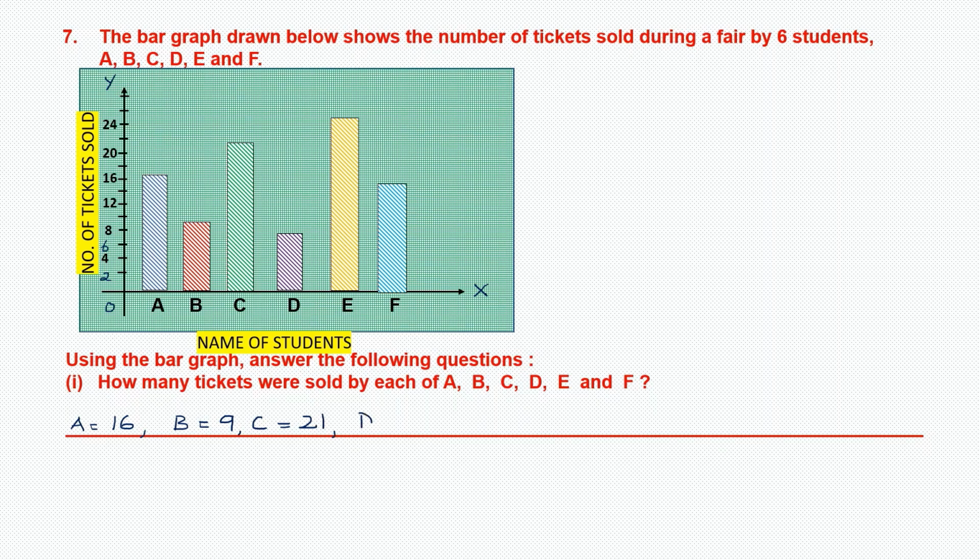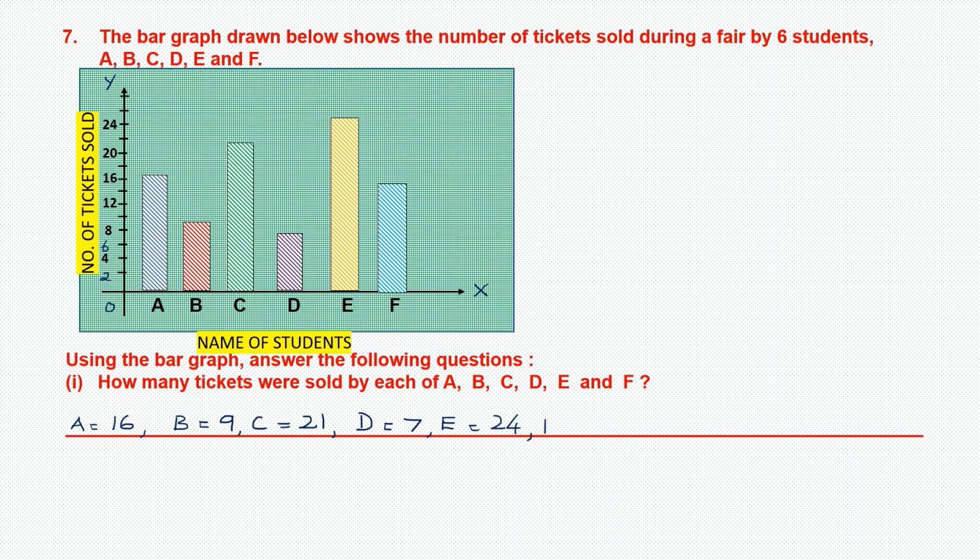Now let's see how many tickets were sold by D. Now D, also follow carefully. You can see D is between 6 and 8. Between 6 and 8, that means D is 7. Let's go to E. E is the longest one here, so it's right on top and it's very clear. It's going straight up to 24. So E is equal to 24. That means E sold 24 tickets.